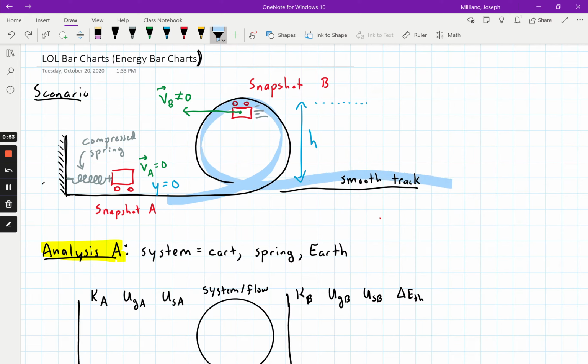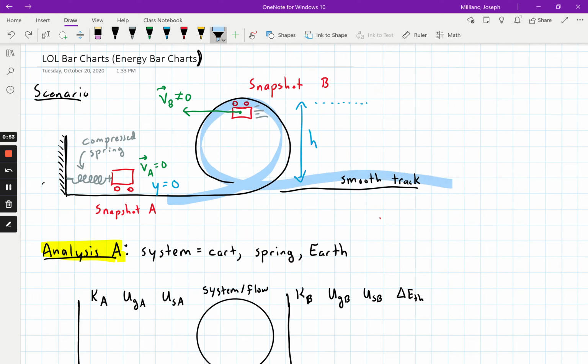All right, so let's analyze this system. Our first analysis is going to be as described there in analysis A. We're going to choose our system to be the cart, the spring, and the earth. The diagram that we see here is called an LOL diagram. It's called an LOL diagram because there are 2 bar charts, which make some L's, and there's a system flow diagram in the middle, which makes an O. So it looks like an LOL. That's why we call it that.